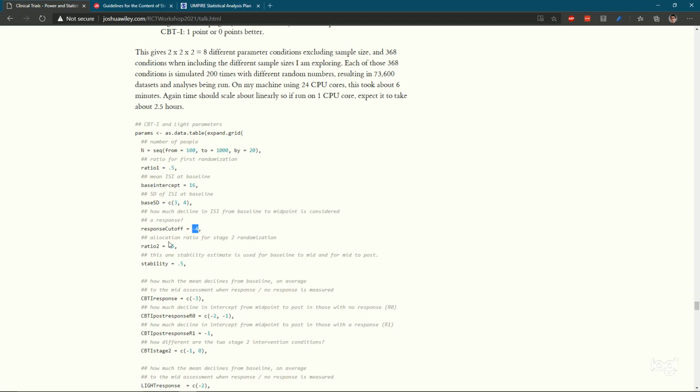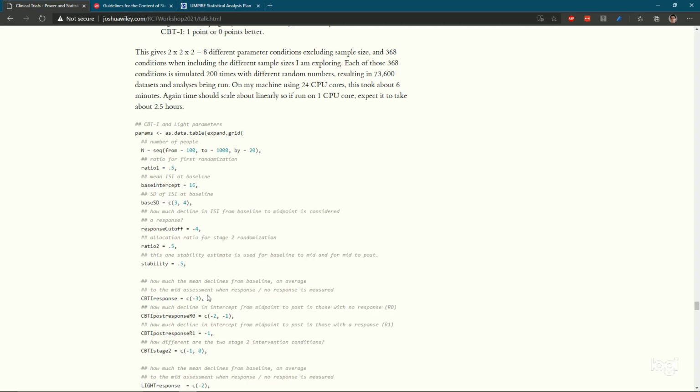That's needed because part of this Monte Carlo simulation needs to actually see how many people respond and how many people do not respond. Because if everybody responds and only 10% of people do not respond, then the number who get re-randomized is much smaller. So this response cutoff matters.